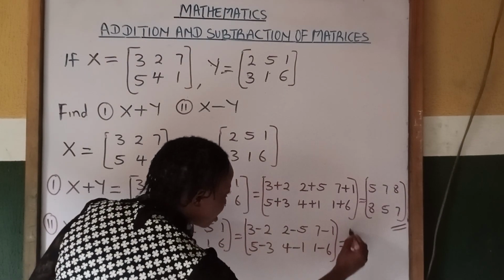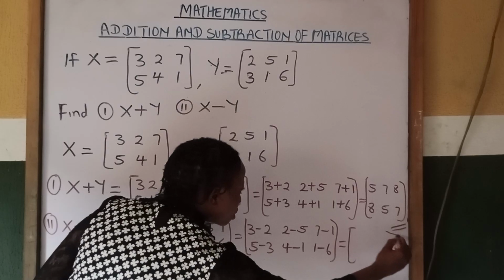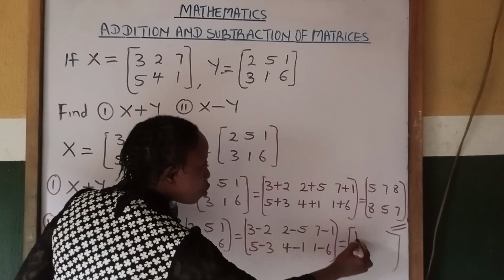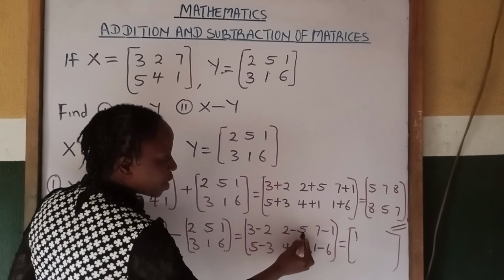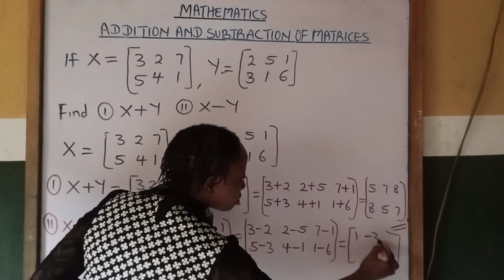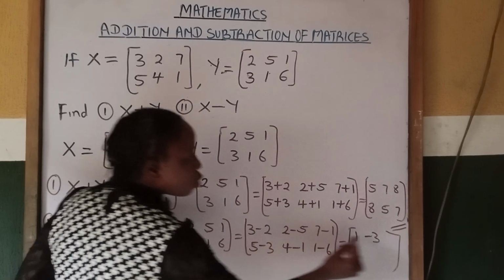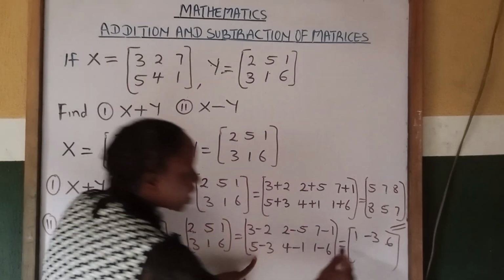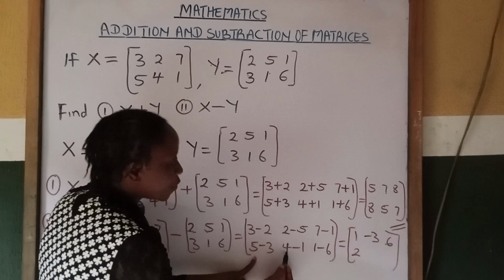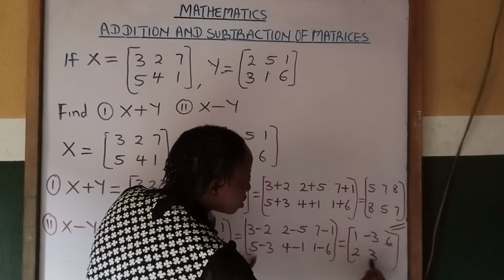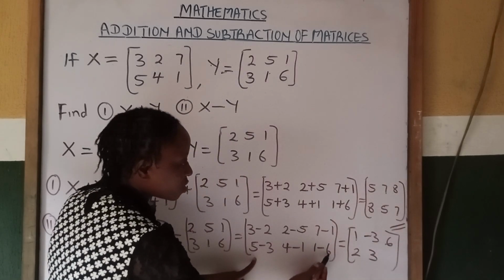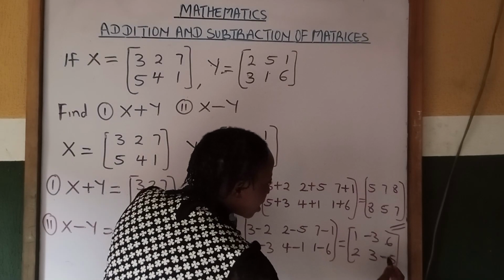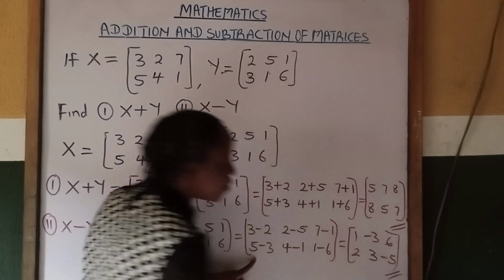What is our final answer? 3 minus 2 will give us 1. 2 minus 5 will give us minus 3. 7 minus 1 will give us 6. Then the second row, 5 minus 3 is 2, 4 minus 1 will give us 3, and 1 minus 6 will give us minus 5. So this is our final answer.